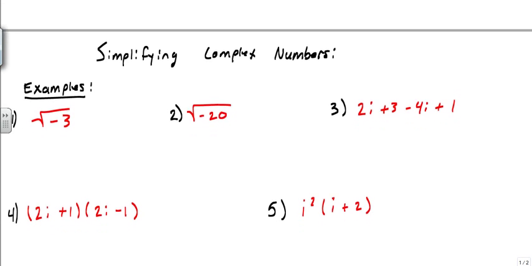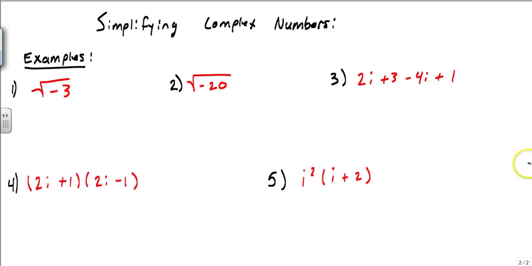So we're going to do some operations in simplifying complex numbers. Just some examples. It's fairly simple. The one thing you have to remember is that anytime you're taking the square root of a negative number, it's going to be imaginary every single time. And you're going to break it up so you have your imaginary part and your real part.